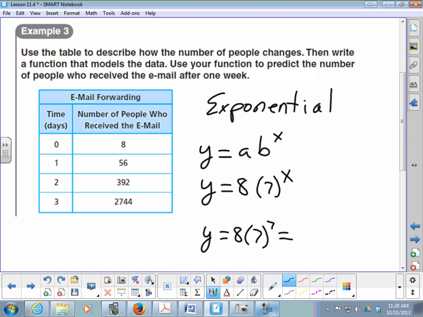And that's a big number. 6,583,4... So after 1 week, 6.5 million people plus have that email.